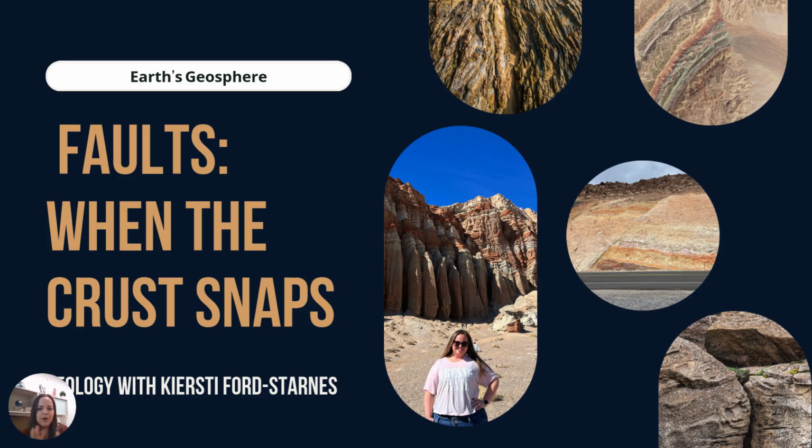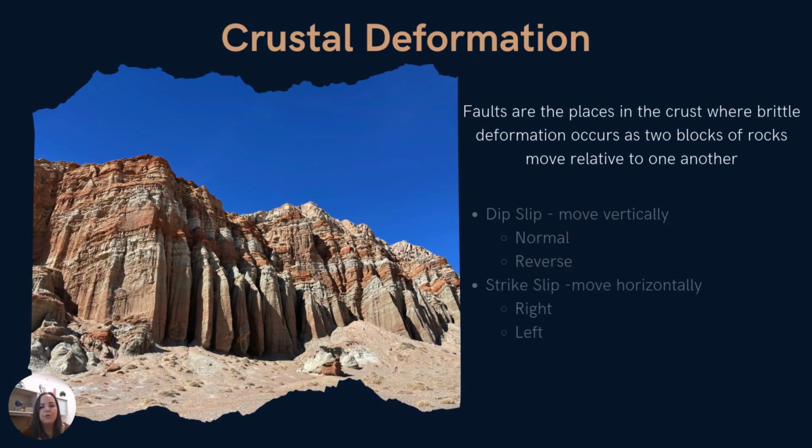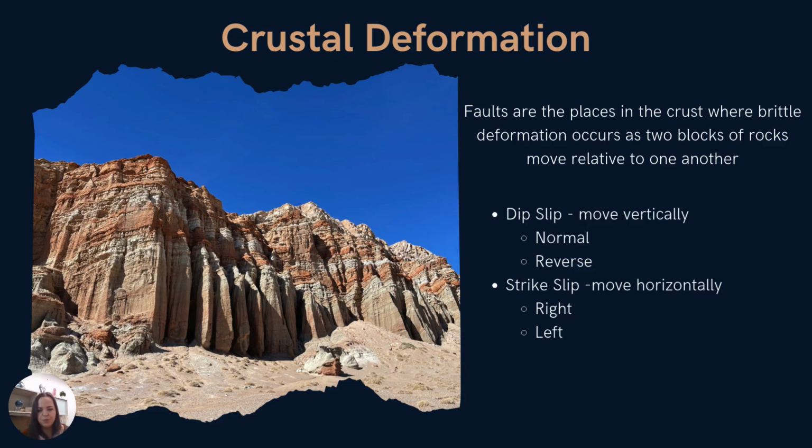Now that we've learned a little bit about crustal deformation, how rocks fold to accommodate stress, now we're going to look at what happens when the crust snaps. So this is what happens when rocks can no longer accommodate that stress in a ductile fashion and they break in a brittle fashion. Okay, so just a little bit of backtracking.